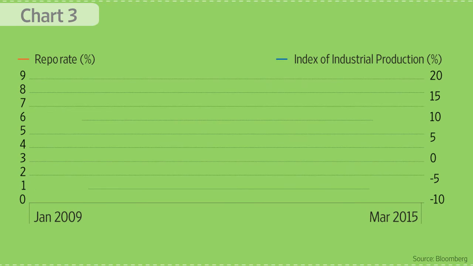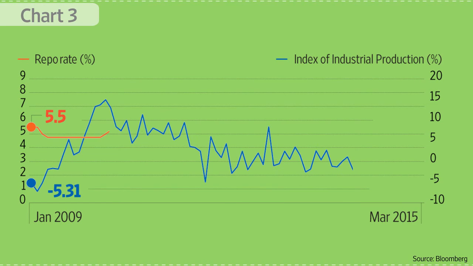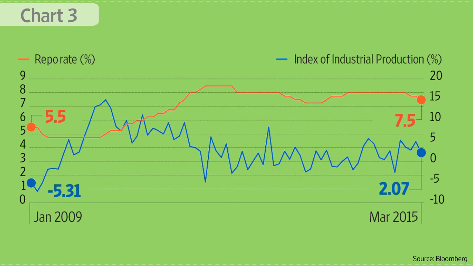This chart shows the relationship between industrial growth and the repo rate. The repo rate was very low in early 2009 when industrial production contracted sharply in the aftermath of the Lehman crisis. Note that when industrial production growth was falling in 2010 and 2011, the repo rate was rising. But the argument would perhaps be that the central bank had its hands full containing inflation and didn't give much attention to growth. In spite of very weak industrial growth, the repo rate was hardly moved.